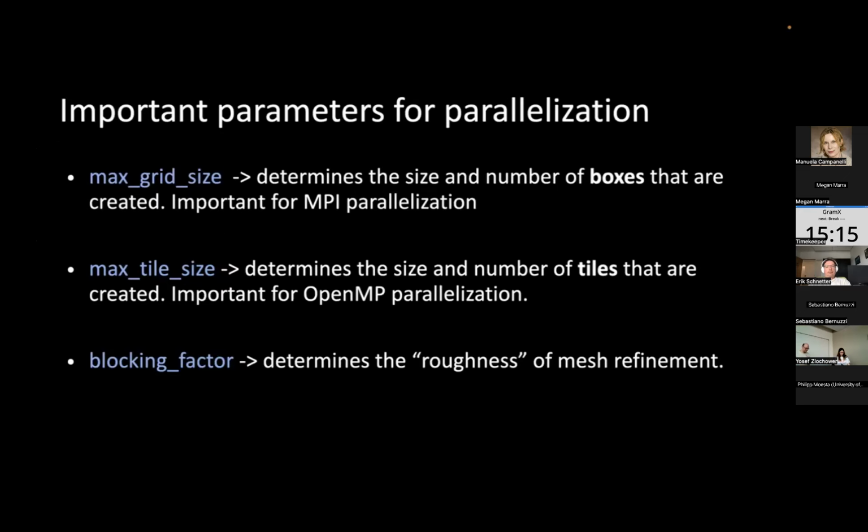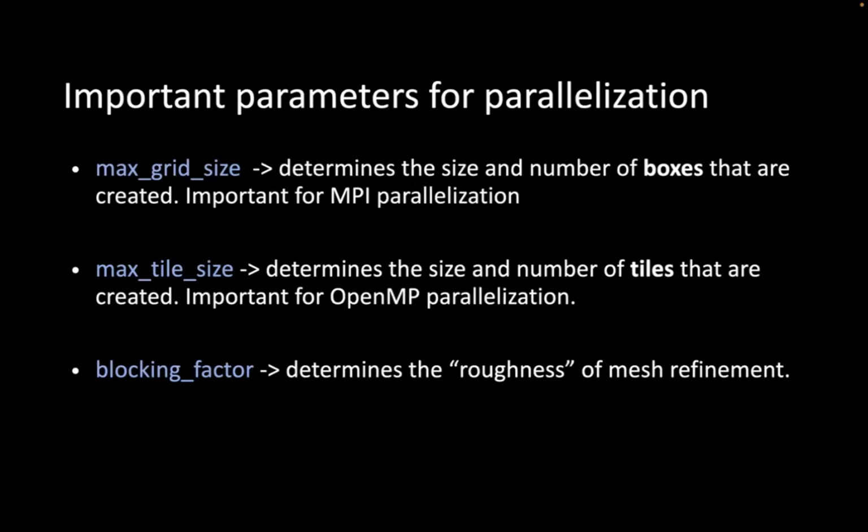Some important parameters to mention here: max grid size really handles the size and the number of boxes that are created. This is quite important for MPI parallelization. Tile sizes would be important if you also use OpenMP in parallel, and then the blocking, particularly the max grid size, is a crucial parameter if you want to perform efficient simulations on GPUs.